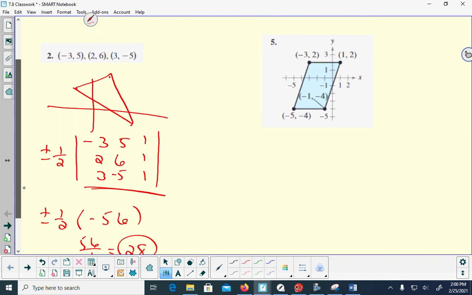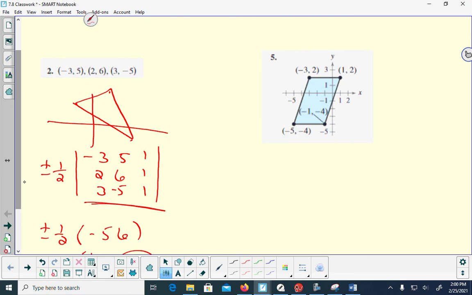Number 5 is a little bit different. It is a quadrilateral. It has 4 sides. But in order for us to use the determinant, I'm going to have to separate it into 2 triangles. It does not matter the way that you separate into 2 triangles. You just have to keep track of which pairs that you're using. So I decided to make my triangle like this. My points on this triangle were -3, 2, then 1, 2, and then this final pair down here is -5, -4. That's this triangle here. So I'm still going to do the plus or minus 1/2.